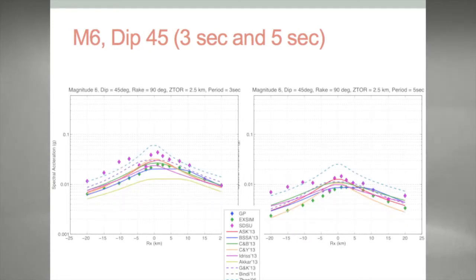This is magnitude 6 with 45. Again, SDSU is pretty much higher than the other GMPEs. Graves and Bitarka are higher as well, but we are following XM fairly well. We're coming up and coming over to the other side. Same thing here.